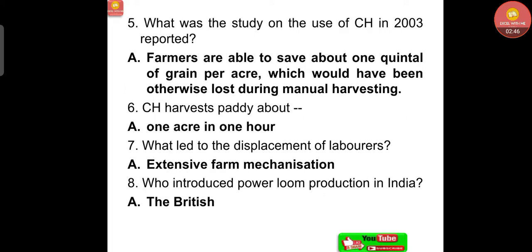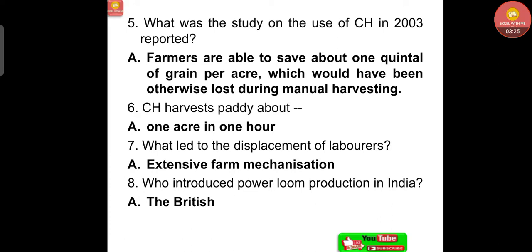What did the study on the use of combined harvester in 2003 report? Farmers are able to save about 1 quintal of grain per acre, which would have been otherwise lost during manual harvesting. Now combined harvester harvests paddy about 1 acre in 1 hour. What led to the displacement of laborers? That was extensive farm mechanization. That means machines were introduced because of which laborers were displaced.